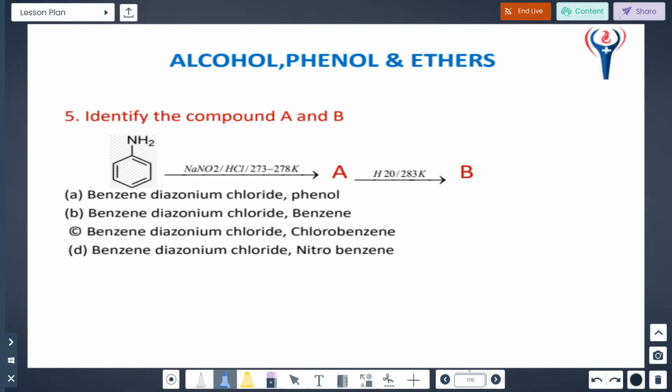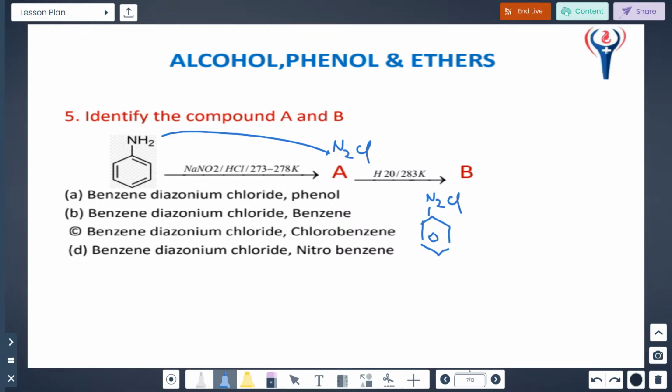So NH2 becomes what? NH2 becomes N2Cl. That's the role of this reagent. Now NH2 becomes N2Cl, so what's the product? What is A? Benzene diazonium chloride. That's called A. Are you following? That's the role of this reagent: sodium nitrite and HCl give benzene diazonium chloride.